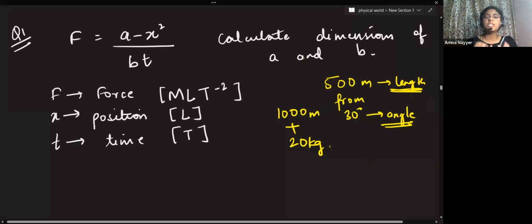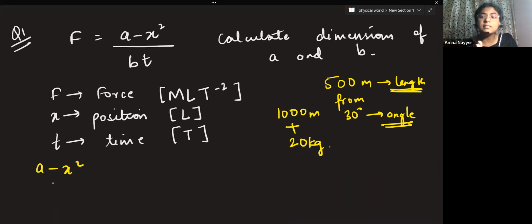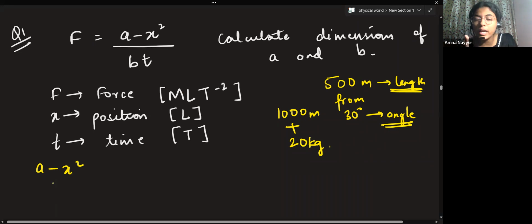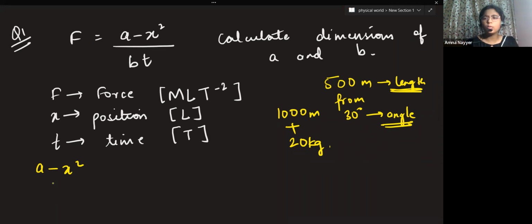If the question is saying a minus x square, it is telling you that a is getting subtracted from x square. It means definitely that whatever the dimension of x square is, that is the dimension of a, then only are we able to add or subtract. Multiply and divide you can do. That's why we have different quantities.